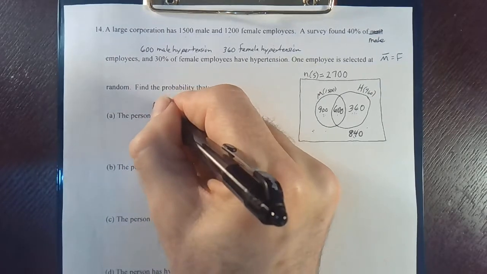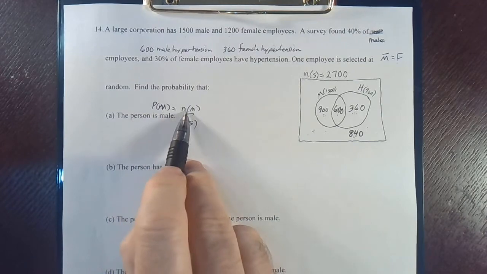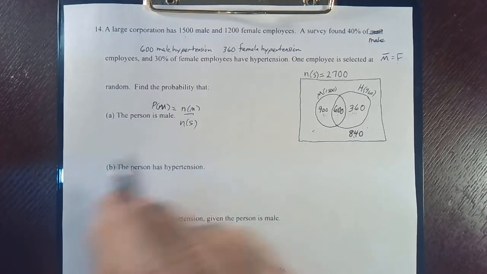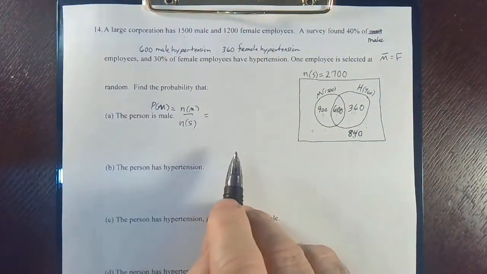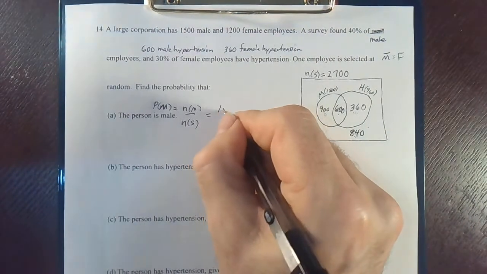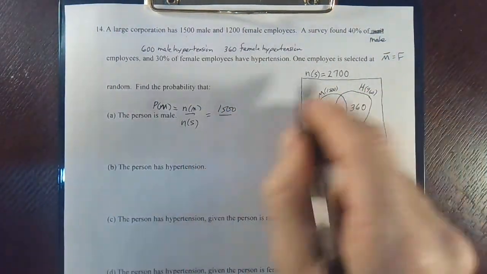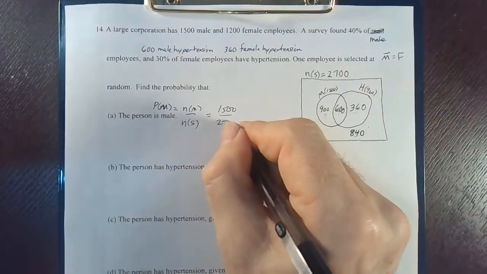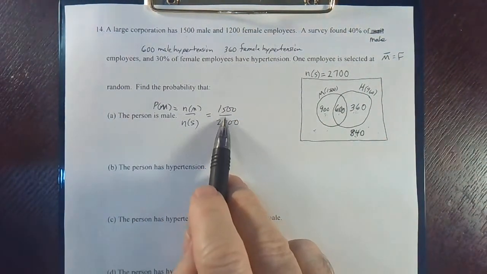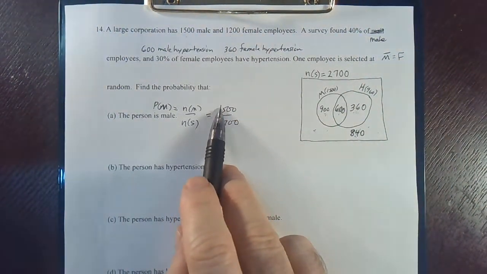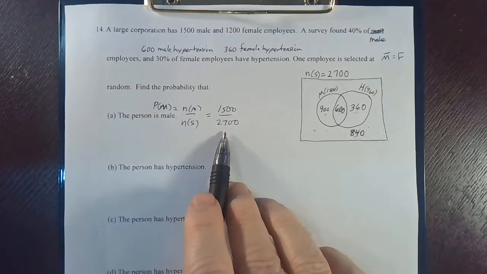The probability of M is the number in M over the number in S, which would be, how many males? 1,500 over 2,700, which reduces to 15 over 27, and then 3 goes in, 5 over 9.